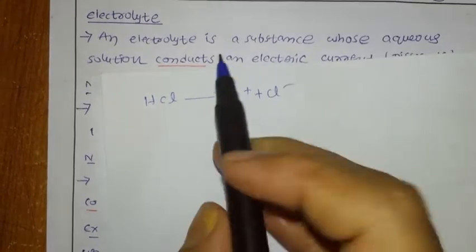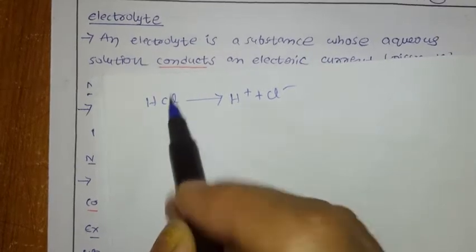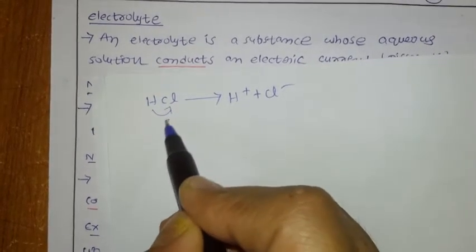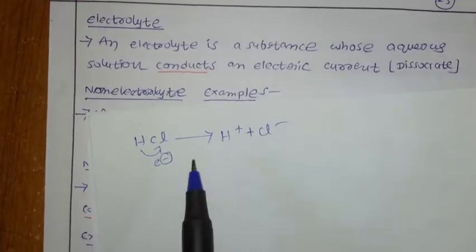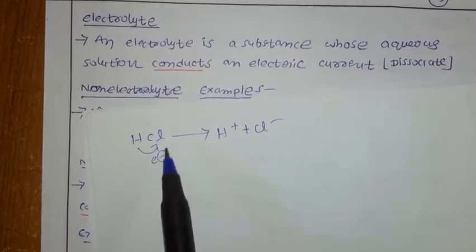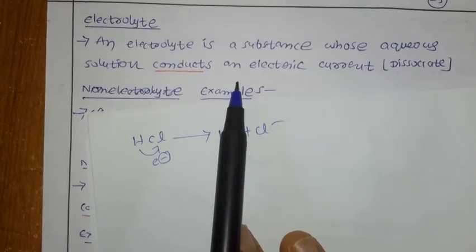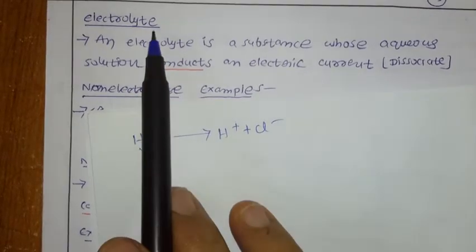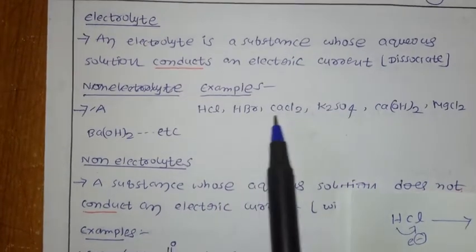So what happened? H loses an electron and chlorine takes the electron. So there is a flow of electrons, which is called electricity, nothing but conductance. Once the substance ionizes, there is a flow of electrons. Simply, you can write that it conducts electric current. That type of substance is called an electrolyte. Now if you see the examples here, we have HBr and calcium chloride.